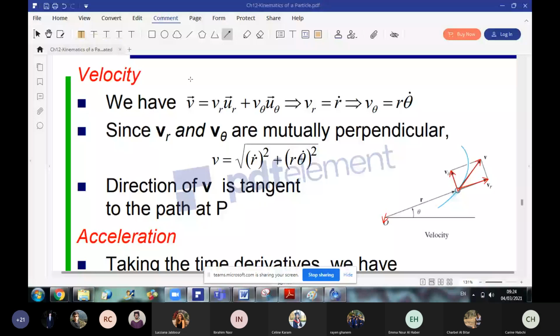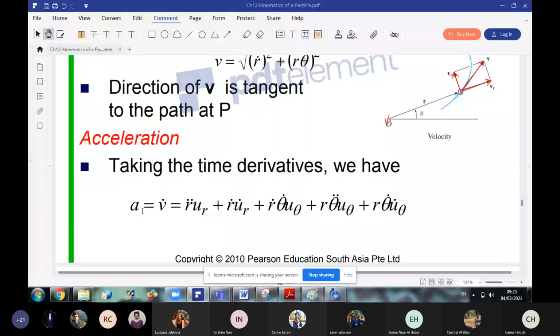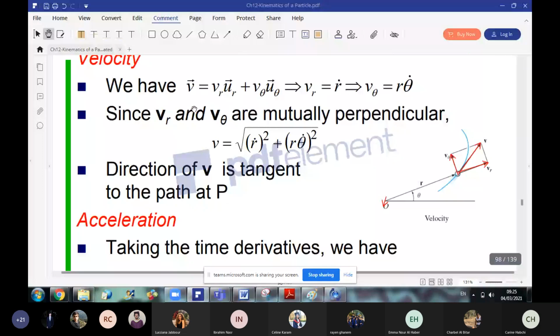Okay. So now, as the next step, I will find A. For A, it's a little bit more complex, and I have more terms. We know that A is the derivative of V. Right? And this is the expression of V, which I have already found. V is R dot UR plus R theta dot U theta. The derivation became a bit long.